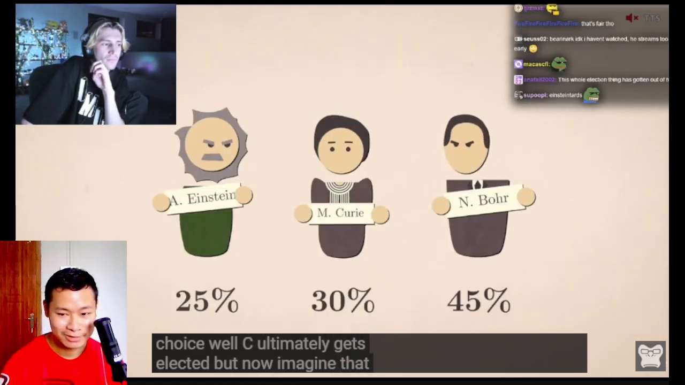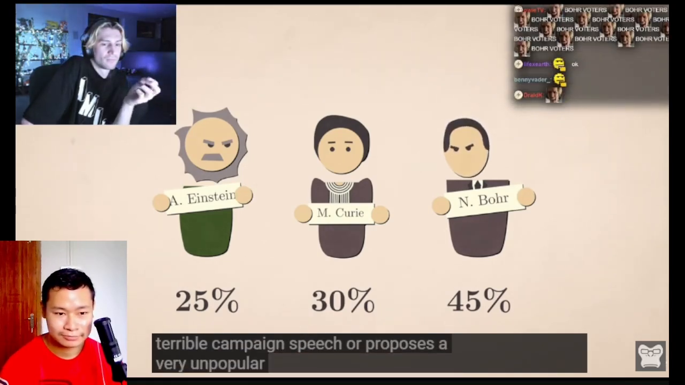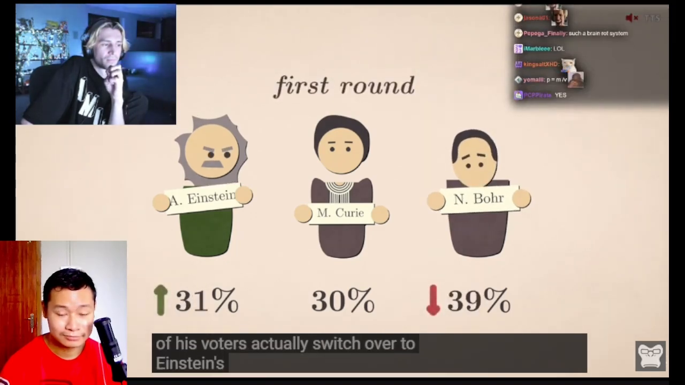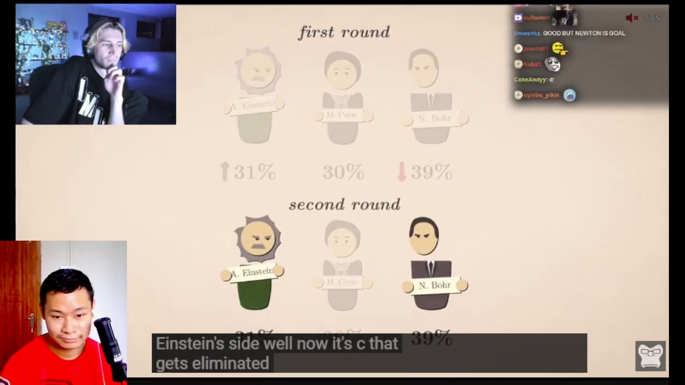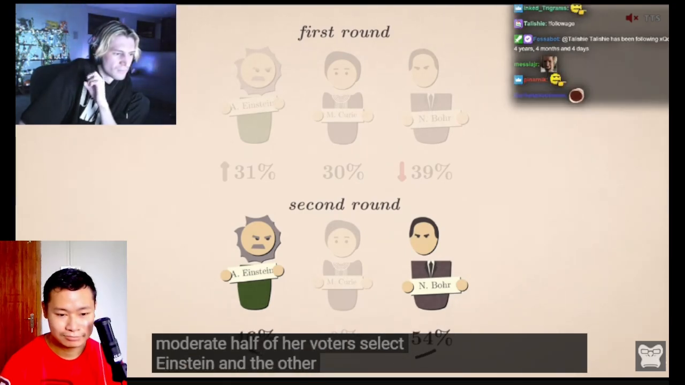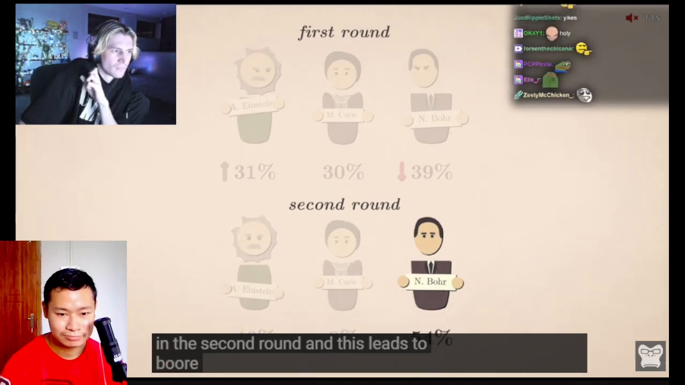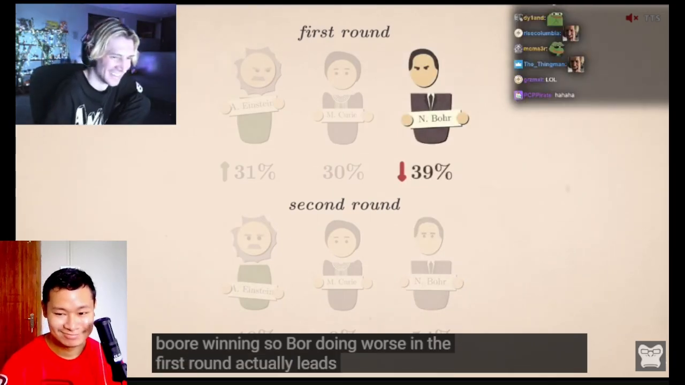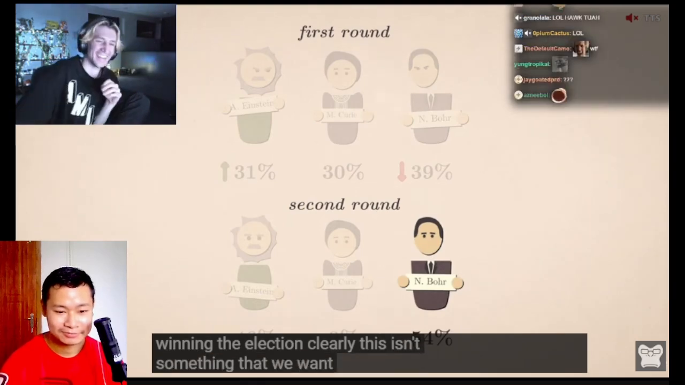But now imagine that Bohr has a terrible campaign speech or proposes a very unpopular policy, so bad that some of his voters actually switch over to Einstein's side. Well, now it's Curie that gets eliminated. And because she's more moderate, half of her voters select Einstein and the other half select Bohr in the second round. And this leads to Bohr winning. So Bohr doing worse in the first round actually leads to him winning the election. Okay. Clearly, this isn't something that we want in a voting system.